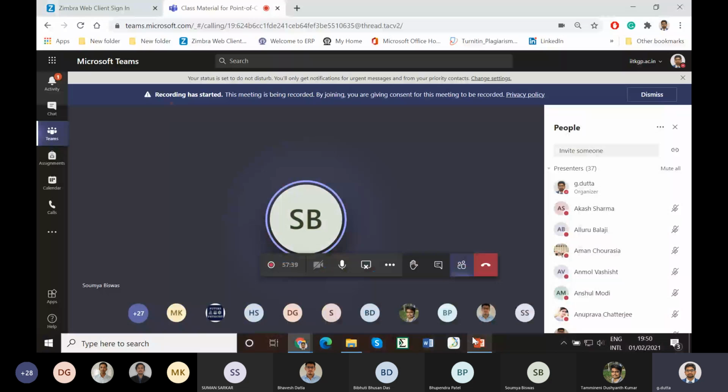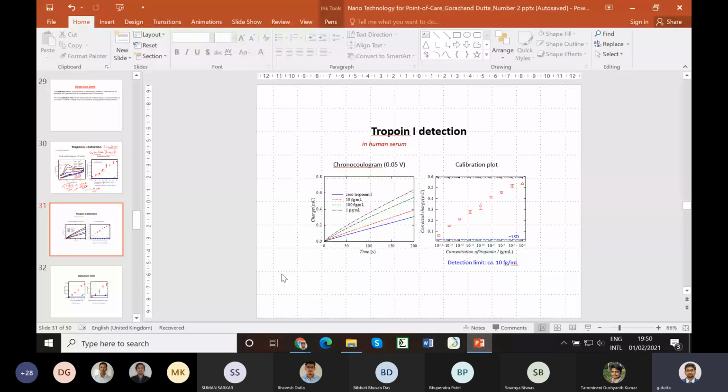So that is the limit of detection, which I repeated. Everything clear, guys? This is a very important discussion. You should understand and make it clear. This is the very basic thing, and only then can you understand the whole biosensor design.